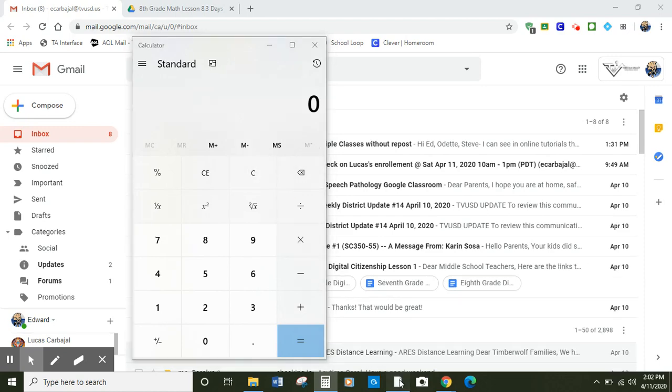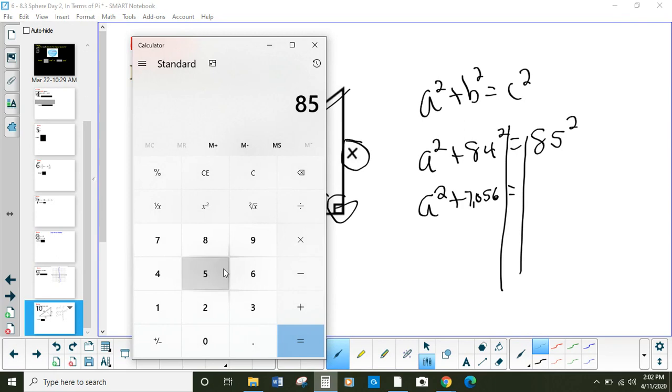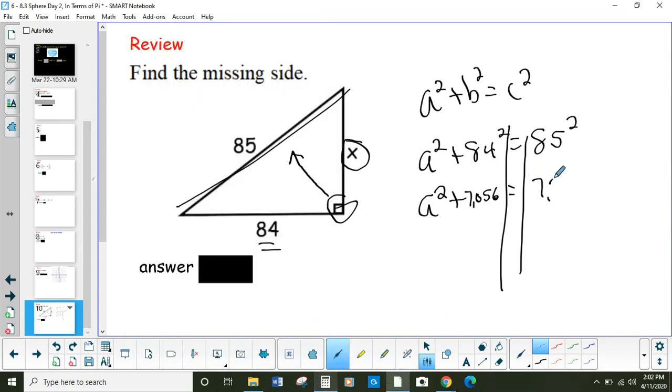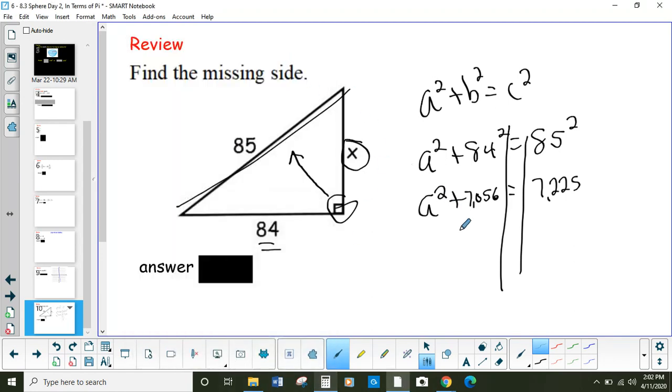Whoops. Whoa, Nelly. Let me pull my lesson back up here. Okay, so I'll go 85 times 85. And I get 7,225. And we'll go ahead and subtract these two. That's already in my calculator, so it minus 7,056. And I get a difference of 169.